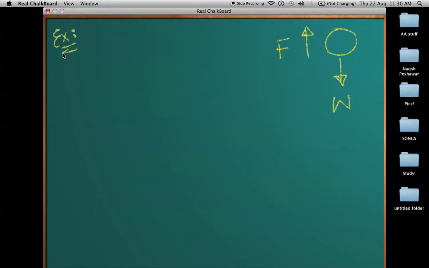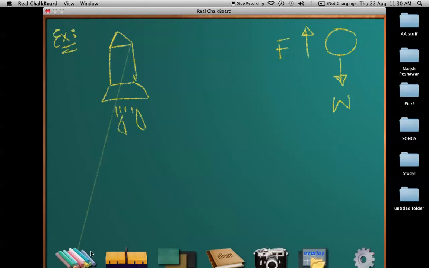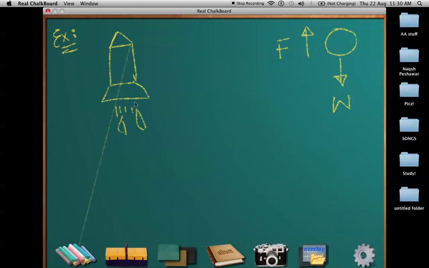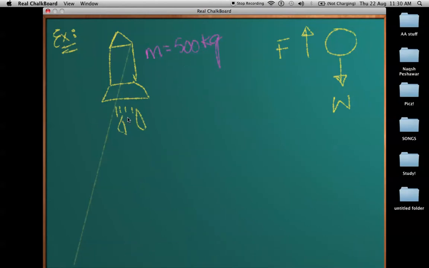A rocket has a mass of 500 kilograms. So this is our rocket. These are some flames here. So this is the rocket with a mass of 500 kilograms. The first part says, what is its weight on Earth, where the acceleration is 10 meters per second square?